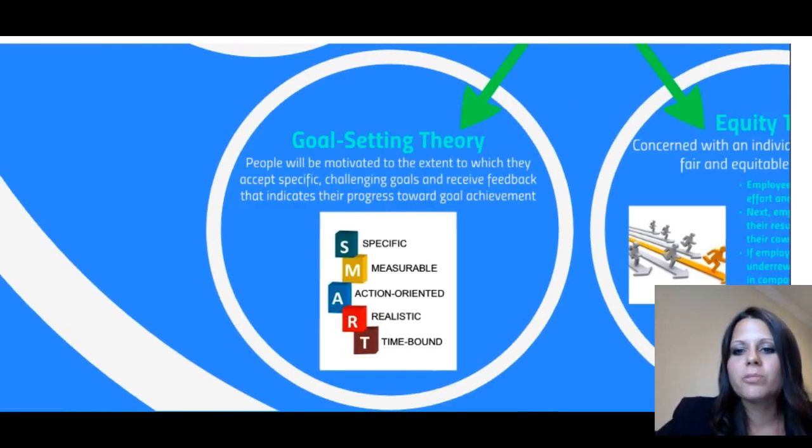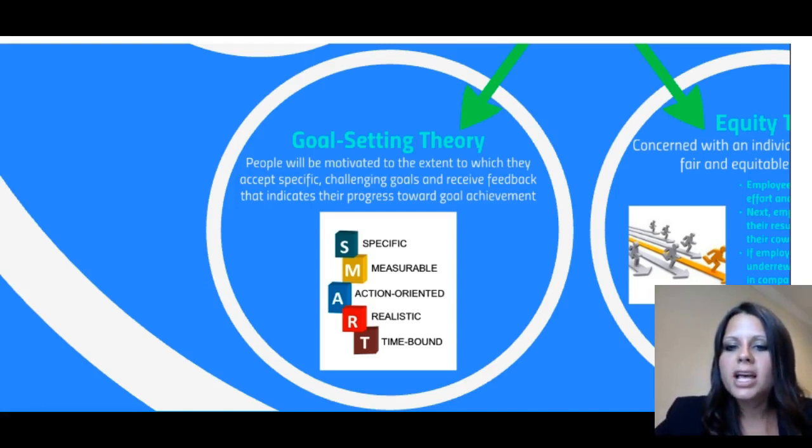Our last theory we'll talk about in this class is what's known as the goal setting theory. Here it says people will be motivated to the extent to which they make SMART goals, specific, challenging goals, and that they receive feedback on their progress toward that goal achievement. The higher the goal, the more effort they'll put in to achieve it. So again, just by setting goals, by using management by objectives, you can motivate an employee to perform.